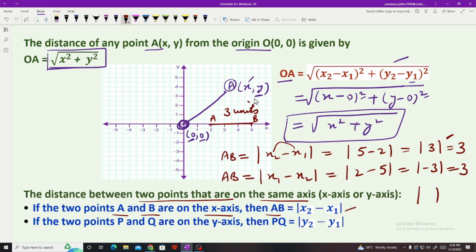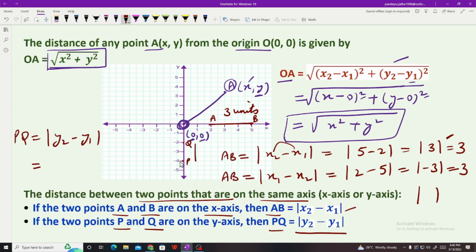In the same way, if I take the 2 points P and Q on the y-axis, let me take the 2 points here. Let one point be here P and the other point here as Q. So to find the distance between these 2 points, PQ will be equal to modulus of y2 minus y1.